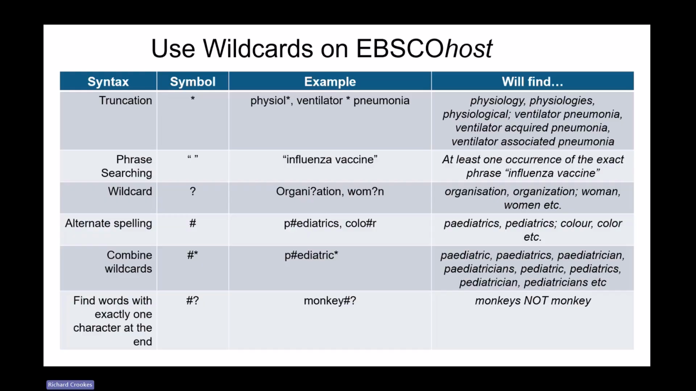So the contrast in UK and US spelling. If you put P hash, then the rest of pediatrics, so not P-A-E, just put P hash E, then you'd find both variations. And likewise with color, if instead of putting O-U-R, you put O hash R, then you'd find both variations of spelling. Okay. You can combine the wildcards, of course.